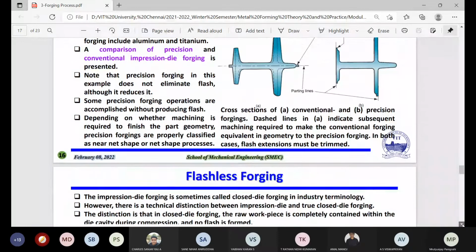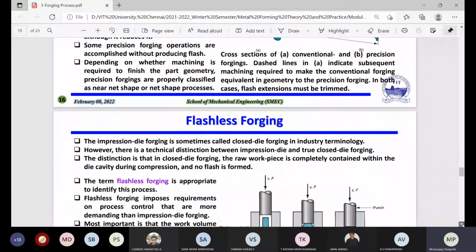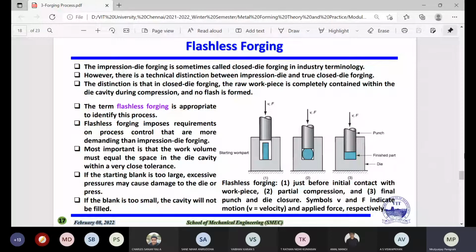Then the next one we have is flashless forging. Can somebody tell me, I have put this one slide: what is flashless forging and forging with flash? What is the difference? Anyone? Just guess. You do not need to use technical words. Just tell it in your own language, or from the schematic diagram. You have the screen now.